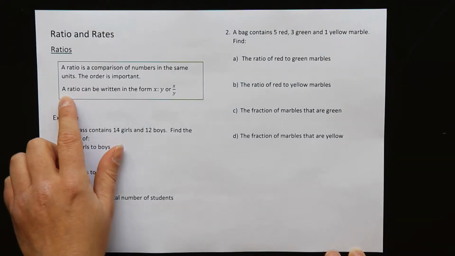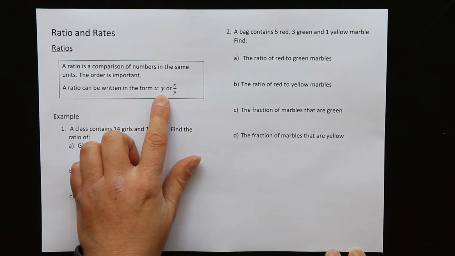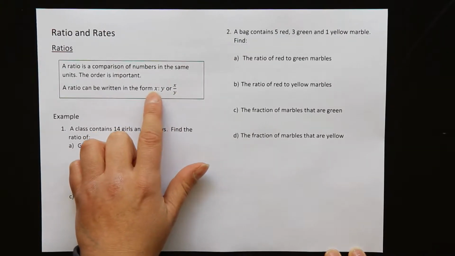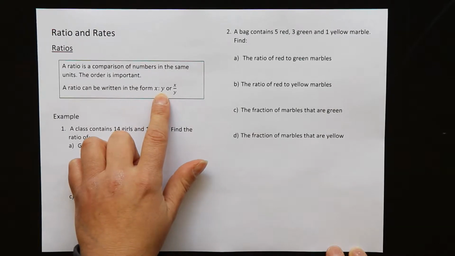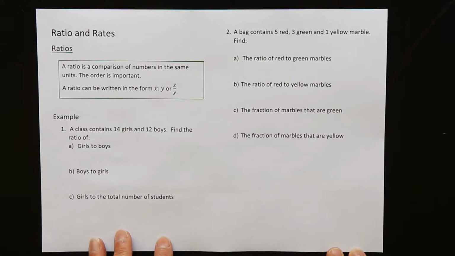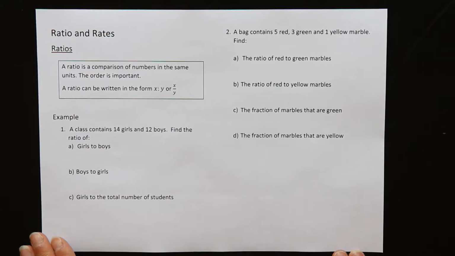So a ratio can be written in the form x : y. Now the x and the y are usually numbers, but we don't say "colon". We say "to". So to say this ratio, I would say x to y. Now you can also write a ratio as a fraction. So this ratio, x to y, could also be written as x over y. Okay, so let me show you in these examples how to use ratios.